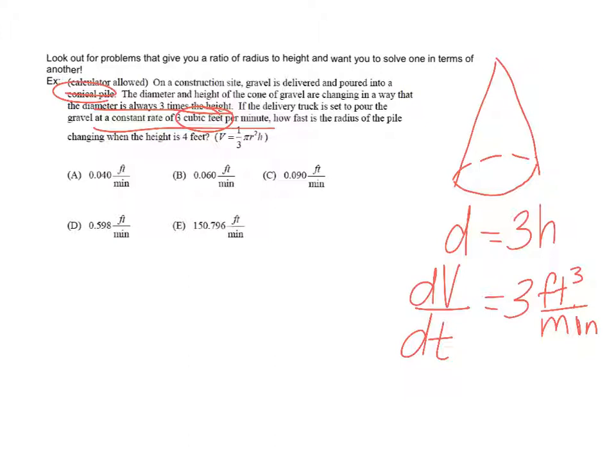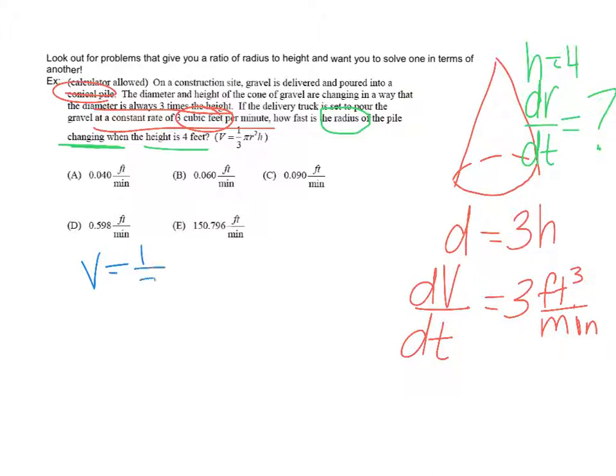Okay, how fast is the radius of the pile changing when the height is 4 feet? So a couple more pieces of information there. I know the height is 4 feet, and I want to find how the radius is changing, so the rate of the radius with respect to time, dr/dt, and this is what I'm looking for. They gave me the formula. They told me volume is equal to 1/3 pi r squared h.